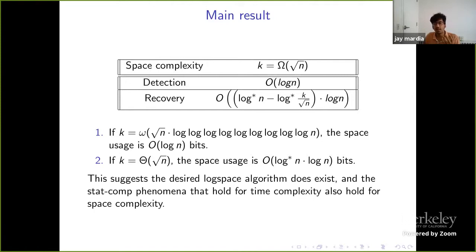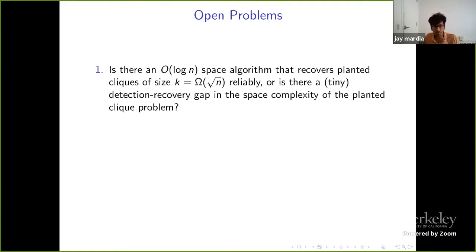However, it is really close, and what it does is suggest that a log space algorithm that we want exists, and hence maybe the phenomena that we want for space complexity also hold. I'll end by just mentioning a couple of open problems. The first is the obvious one. Is there a log space algorithm for this problem at the root n threshold?